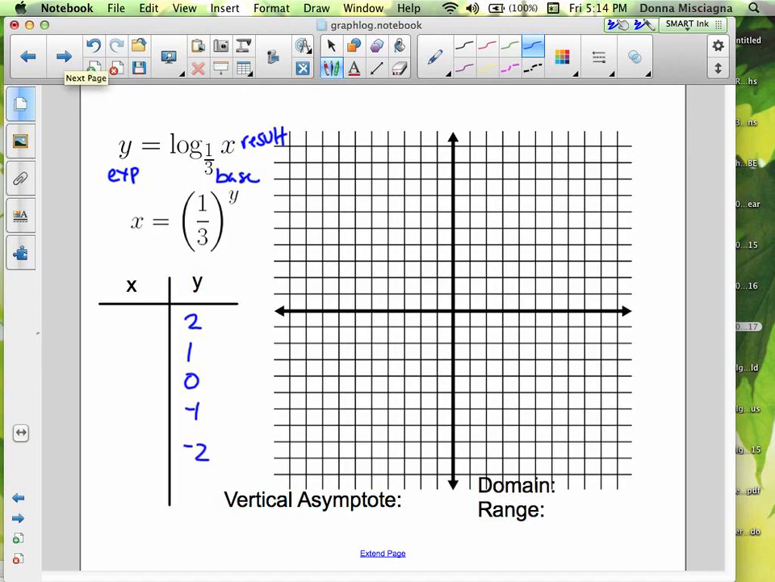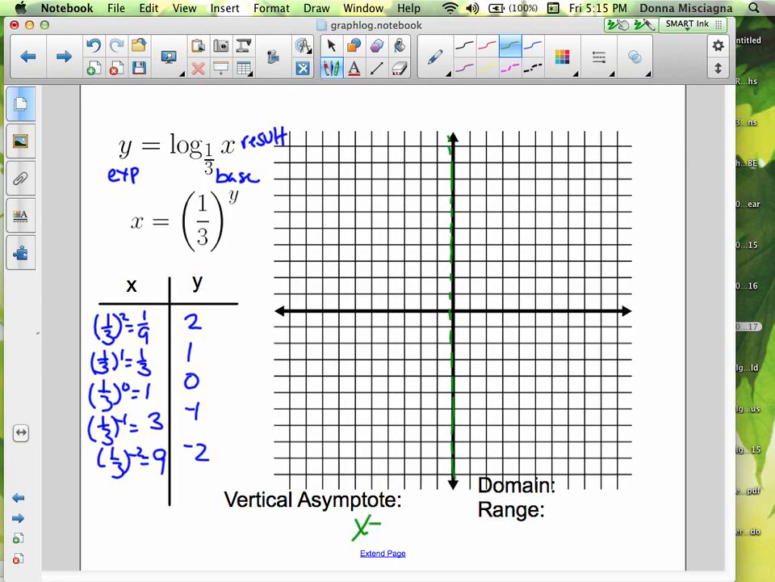And if I raise 1/3 to the second power, it would be 1/9. 1/3 to the first power is 1/3. 1/3 to the 0 power is 1. I probably should have moved my y values down. 1/3 to the -1 power is 3, and 1/3 to the -2 power is 9. I guess in the end they're sort of spaced together. All right, so we'll graph our vertical asymptote. We have a vertical asymptote right there at x equals 0.